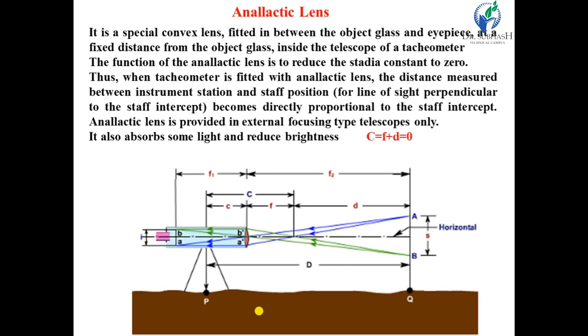It is the special convex lens fitted in between the object glass and the eyepiece at a fixed distance from the object glass inside the telescope or tachometer. The function of the anallactic lens is to reduce the stadia constant to 0. When the tachometer is fitted with an anallactic lens, the distance measured between instrument station and the staff position becomes directly proportional to the staff intercept. It is provided in an external focusing type telescope only. It absorbs some light and reduces the brightness.